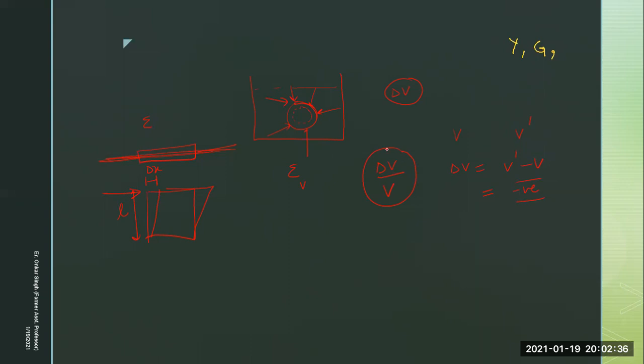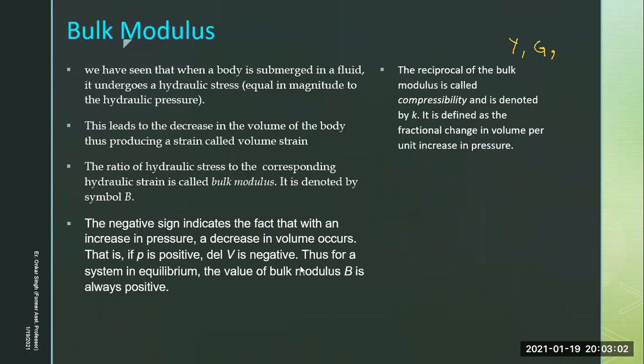So once we know volumetric strain, and once we know the hydraulic stress, hydraulic stress divided by volumetric strain will give you bulk modulus. Okay, students. So this is all about the materials. Hope you are able to see this. The ratio of hydraulic stress to corresponding hydraulic strain is bulk modulus.